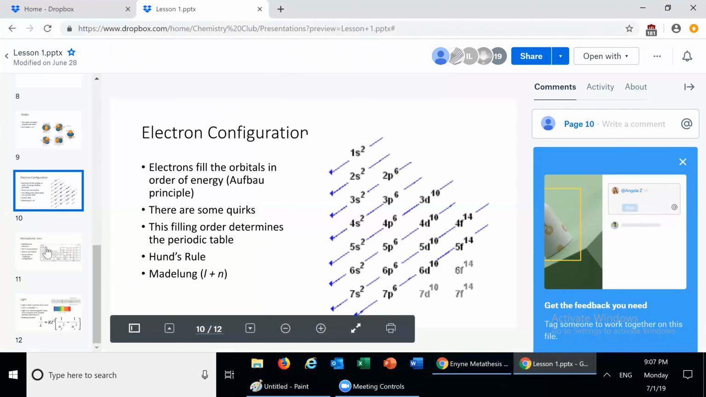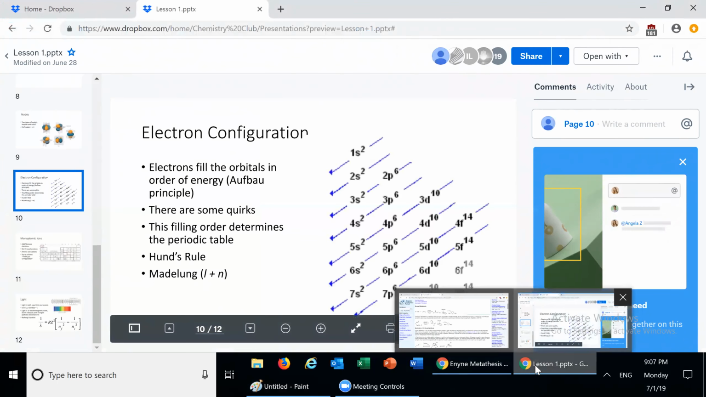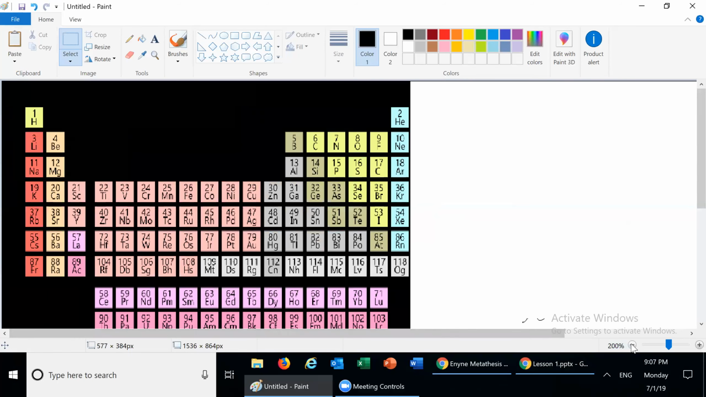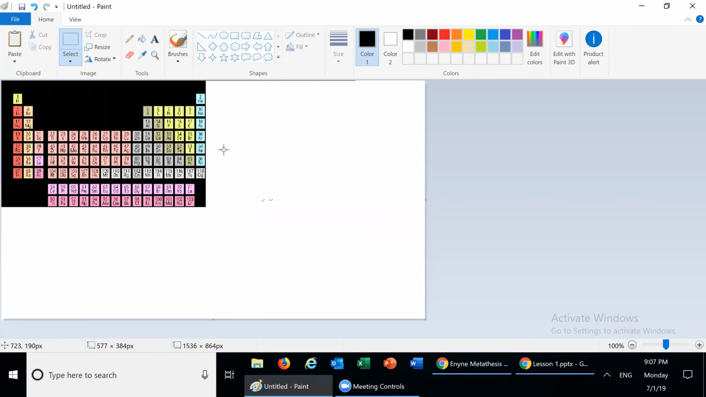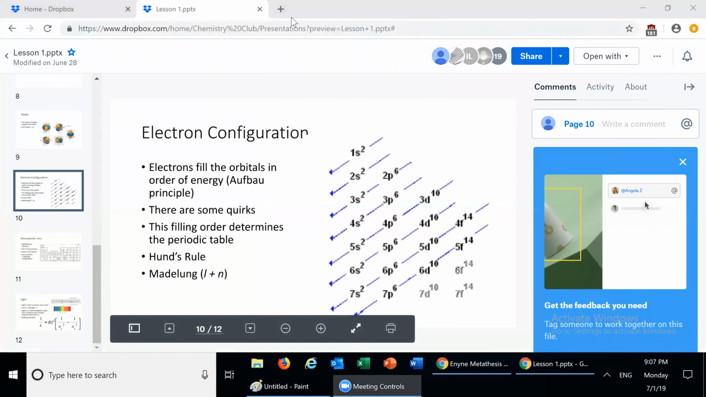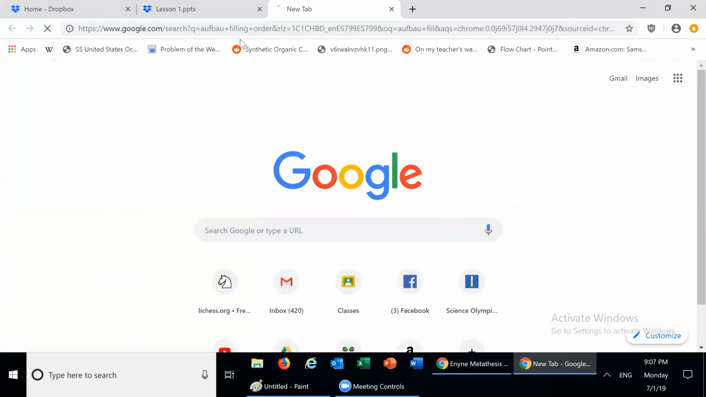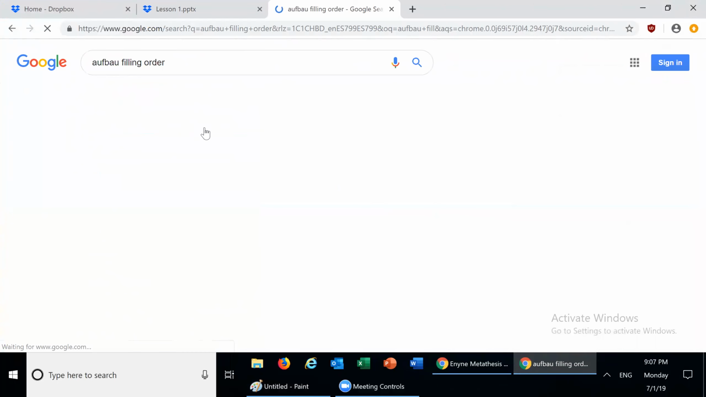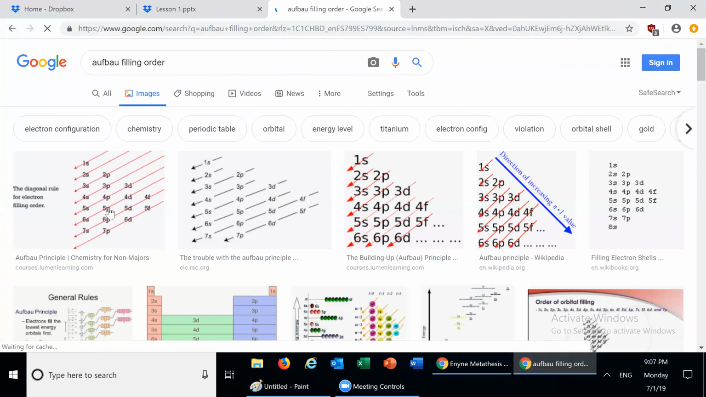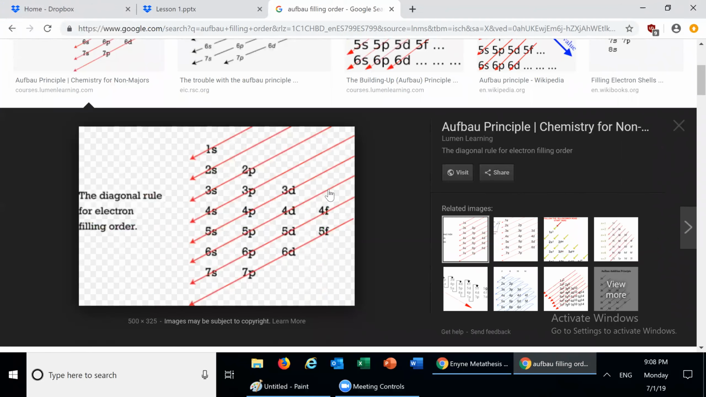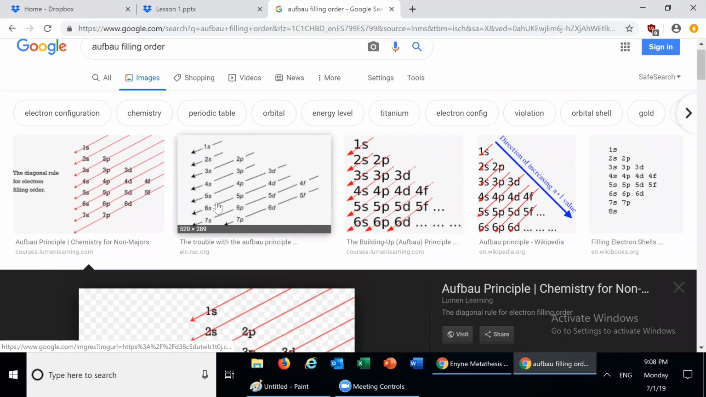Okay, so now we can start filling electrons. So I got this nice picture. Let me see if I can zoom out a bit. Oh, the picture's gone. Let me just find one. You should memorize this list, but for now we can just use a picture. Okay, here we go.